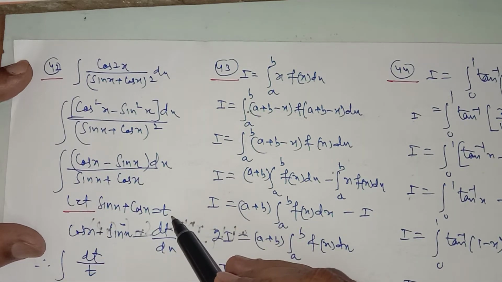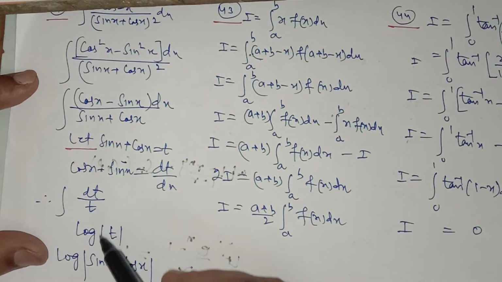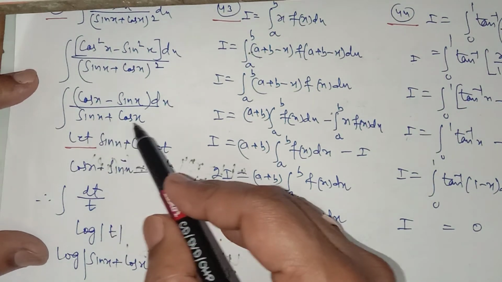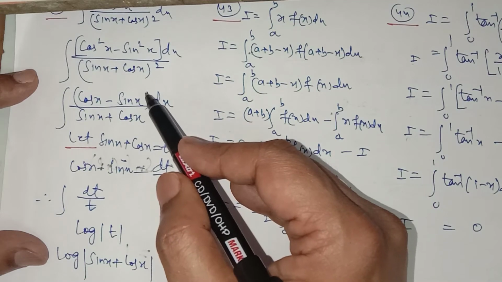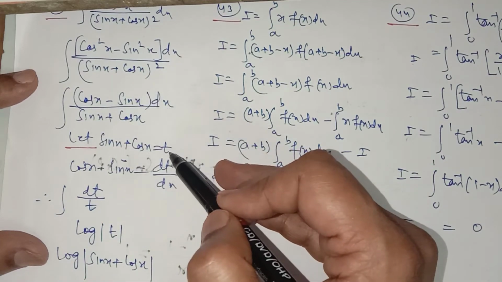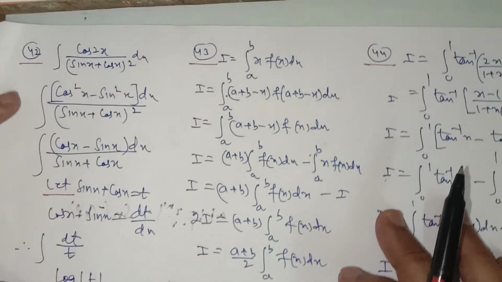When you put the value of dx, you will get dt upon t, which is log t. Replace the value of t as sin x plus cos x. The derivative of sin x plus cos x is cos x minus sin x, it will be cancelled out when you let it equal to t and replace the value of dx.